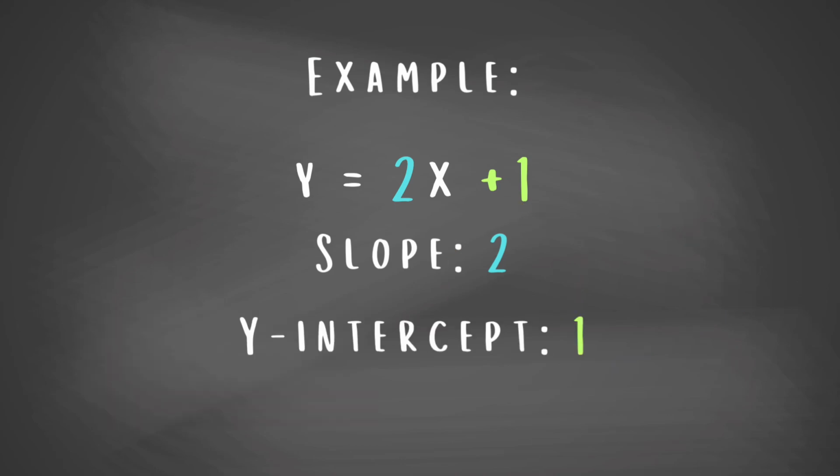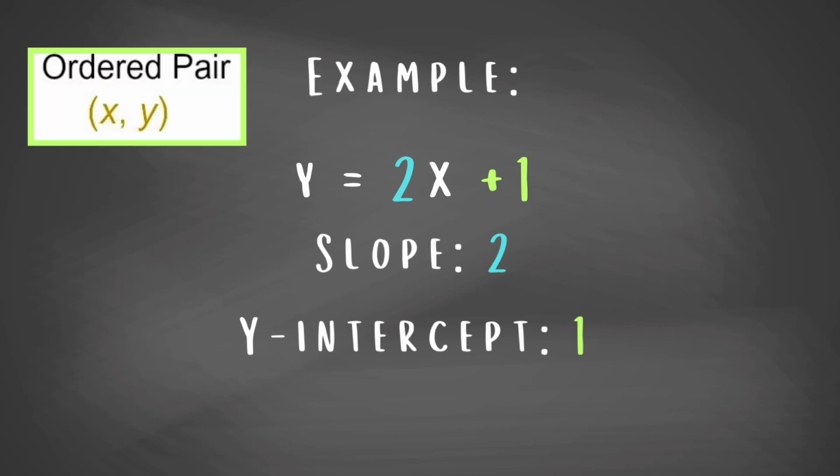The y-intercept is the point on your line where the line goes through the y-axis. The x value for the ordered pair for the y-intercept is always going to be 0. So we can write this as 0, 1.